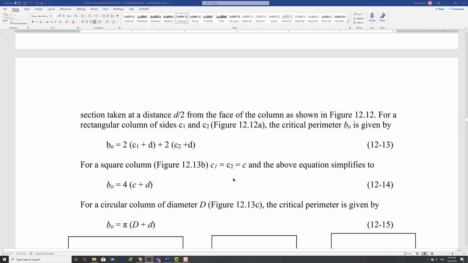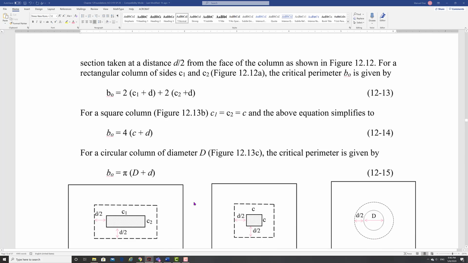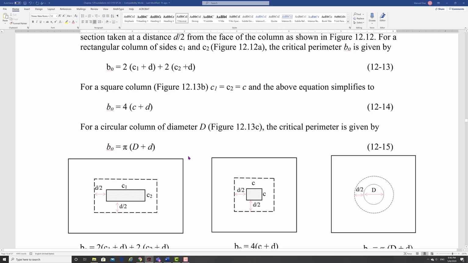Now, if you have a square column, c1 and c2 are the same, and everything changes to this. Now if you have a circular one, you can use this formula.